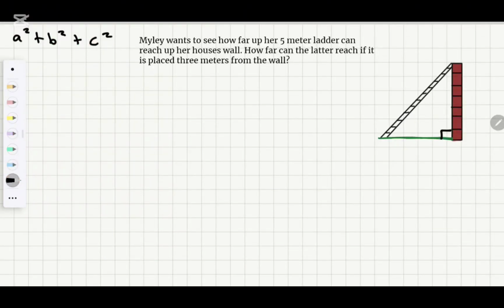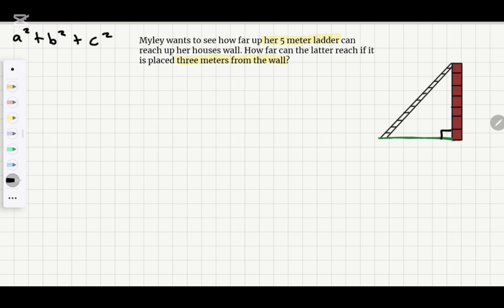All right, we have this equation here. It reads, Miley wants to see how far up her 5-meter ladder can reach up her house's wall. How far can the ladder reach if it is placed 3 meters from the wall? So the first thing that we need to do is label our sides with the values that were given in the equation. So the first thing I see is her 5-meter ladder. And I also see if it is placed 3 meters from the wall.